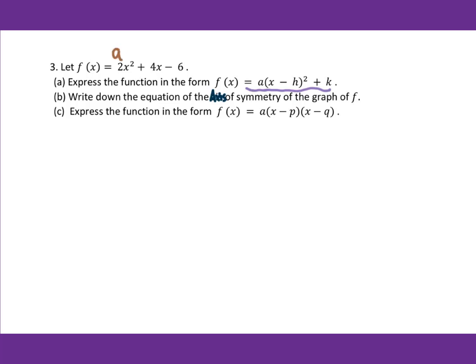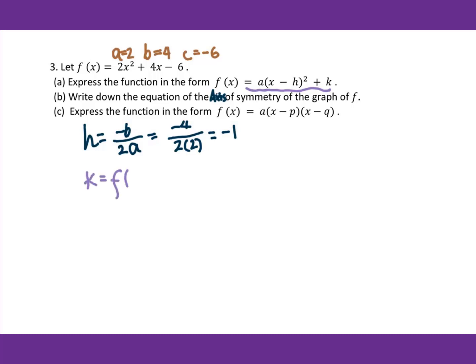So we know A equals 2 and B equals 4. C equals negative 6. And H equals negative B over 2A. So we got negative 4 over 2 times 2. You get negative 1. So K equals f of H, that's f of negative 1. So I plug in 2 times negative 1 squared plus 4 times negative 1 minus 6. You will get negative 8.